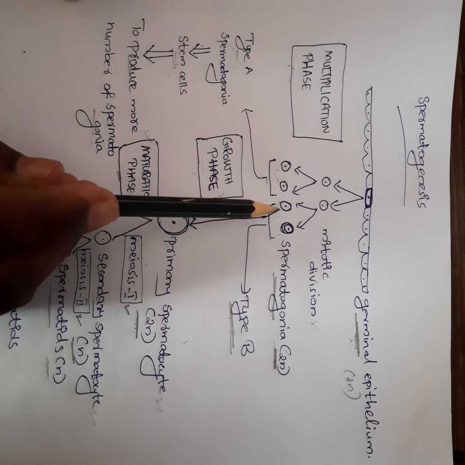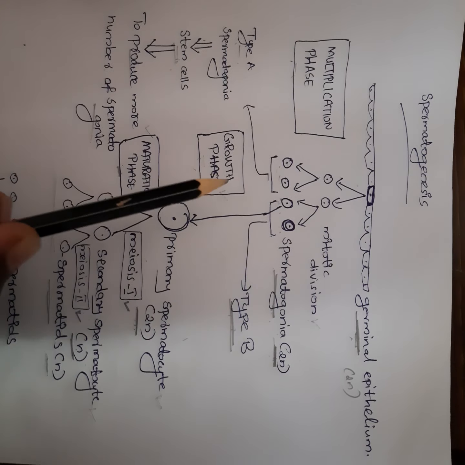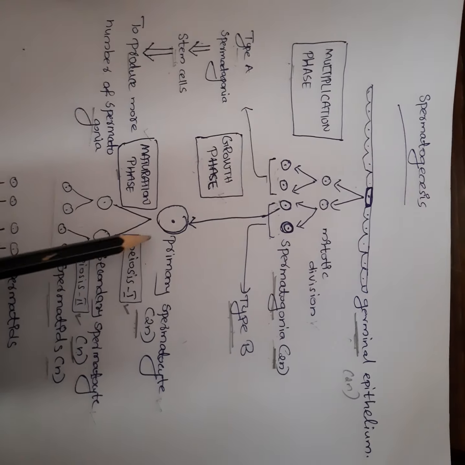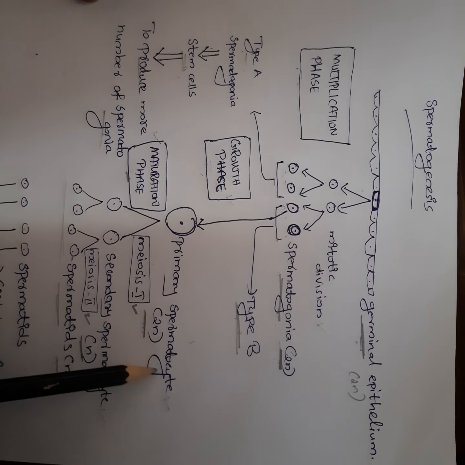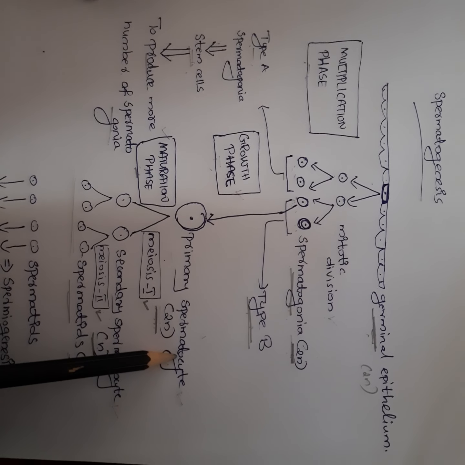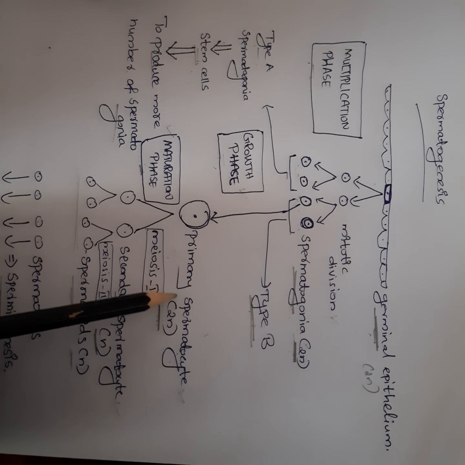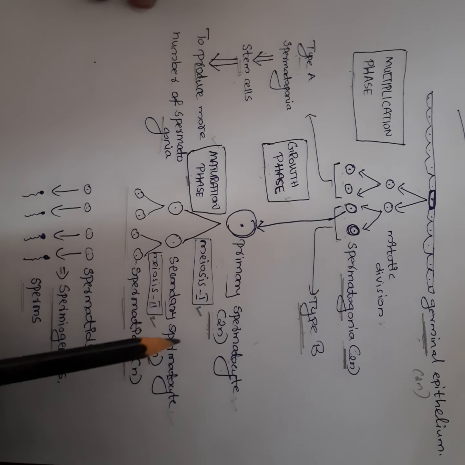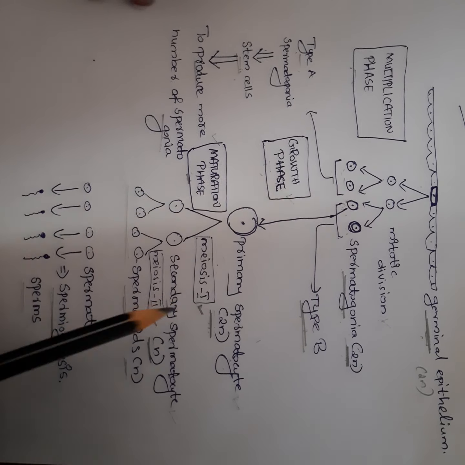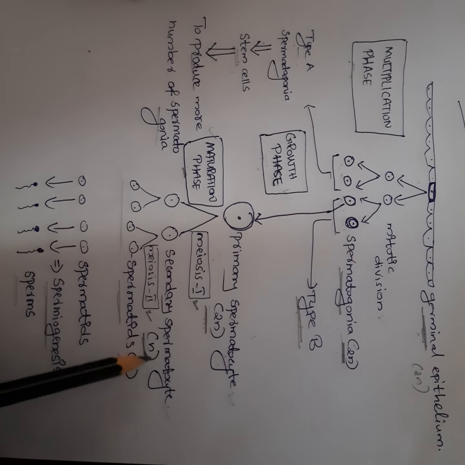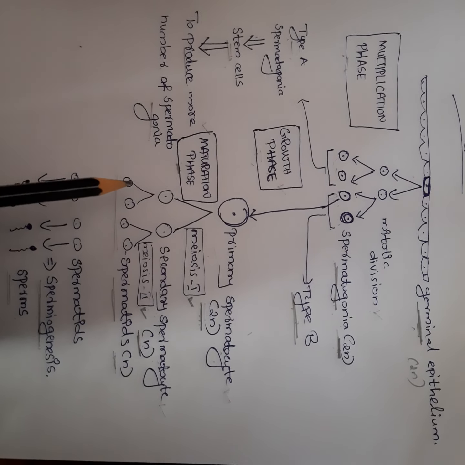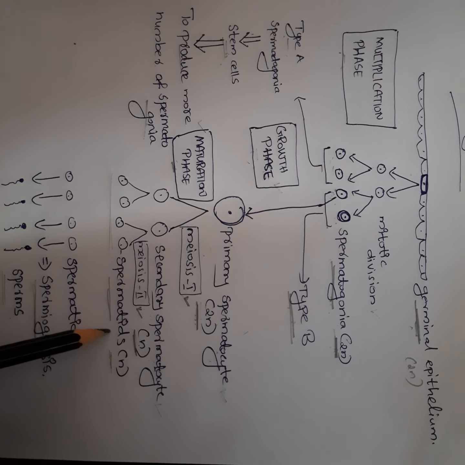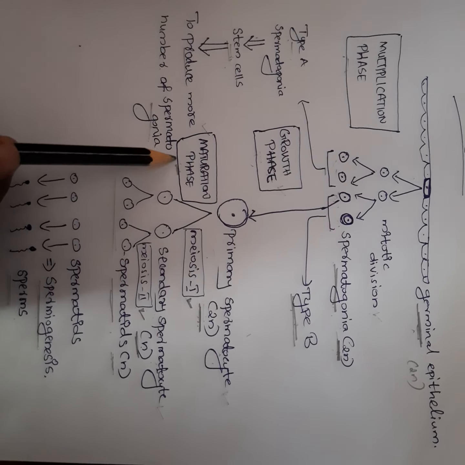This spermatogonia will undergo the growth phase and increase in size, and it will form the primary spermatocyte, a diploid primary spermatocyte. This diploid primary spermatocyte will then undergo meiosis 1 and meiosis 2. After meiosis 1, it will form the haploid secondary spermatocyte, and after meiosis 2, it will form haploid spermatids. This phase is called the maturation phase.